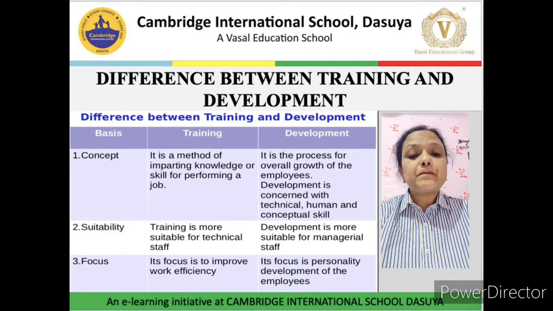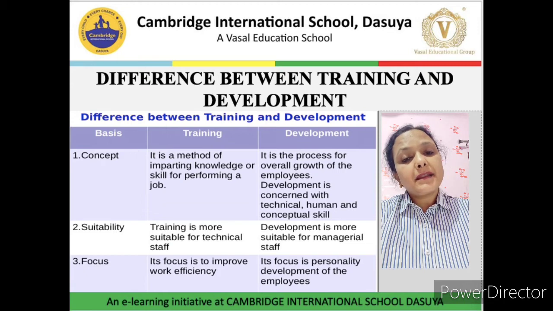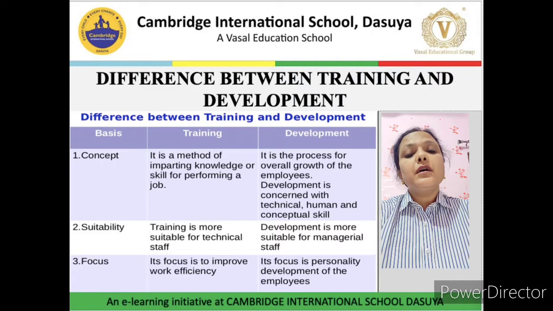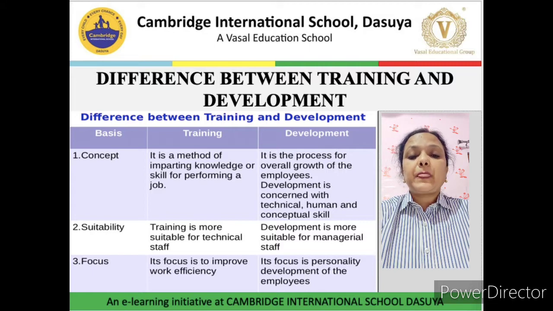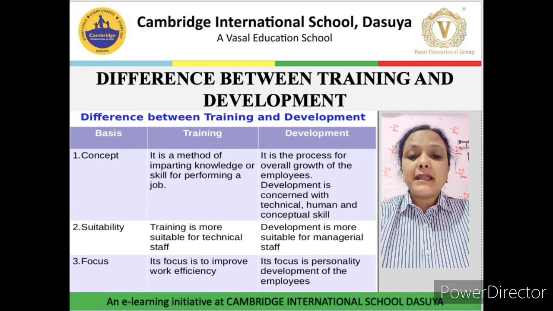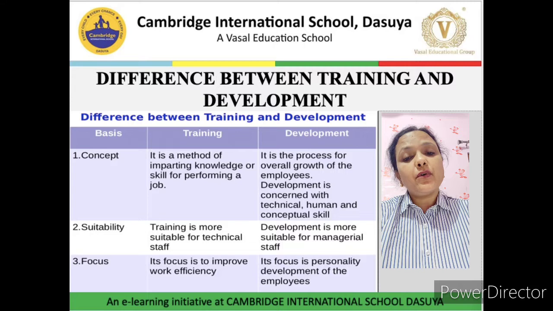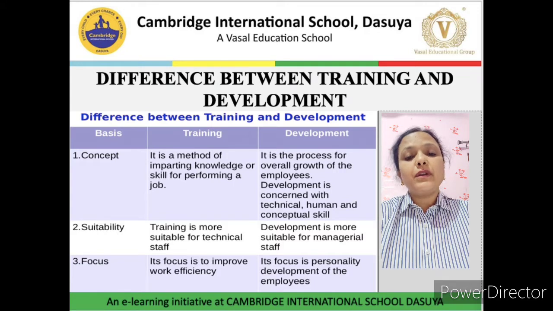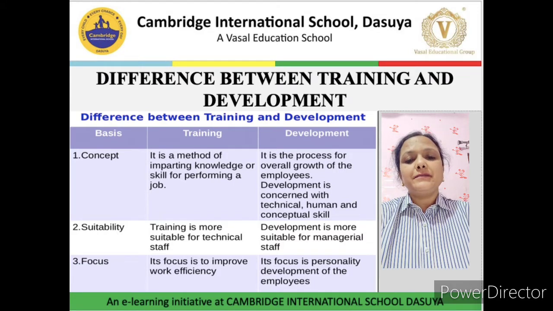Next basis is suitability. Training is more suitable for technical work, for technical people. And development is related to managerial personnel. Next, focus. Training's main focus is on work efficiency. Whereas development's focus is personality development, the overall development of an employee.